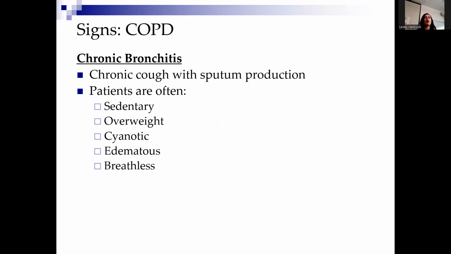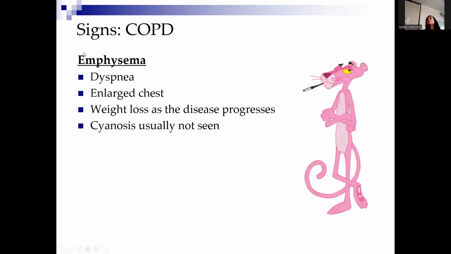They're just always out of breath as they come to sit in your chair, from walking from the waiting room to your chair. Maybe they're breathing heavy. For emphysema, they're going to have difficulty breathing in general, dyspnea, and an enlarged chest. So they might have this barrel-chested look. And then weight loss as the disease progresses, so later stages of the disease. And then cyanosis usually is not seen in just emphysema, but if it's obviously a COPD, then it may be seen.